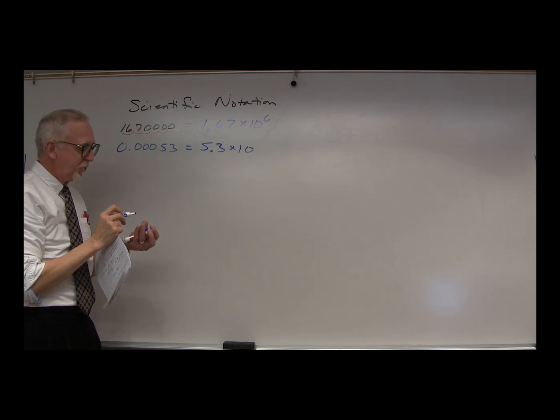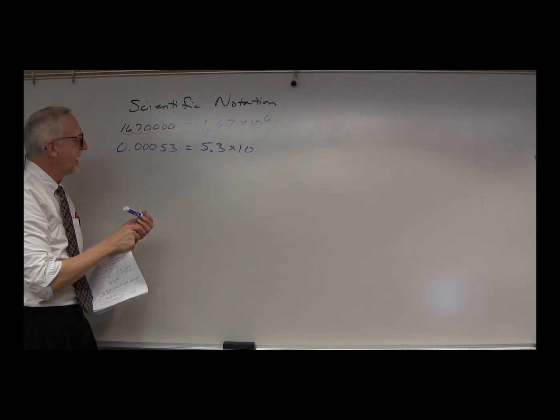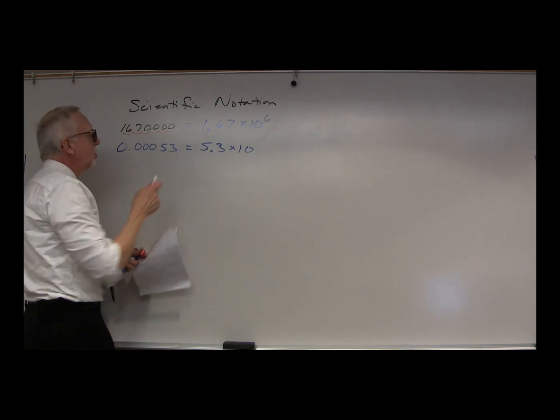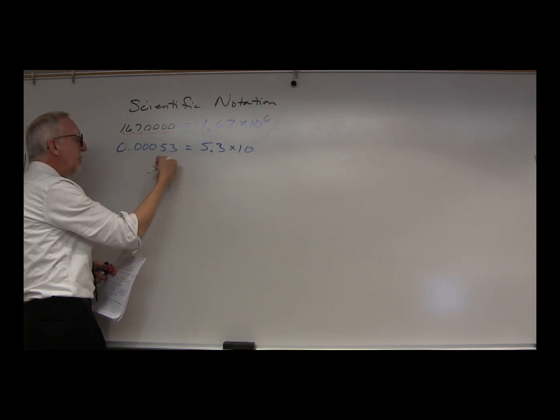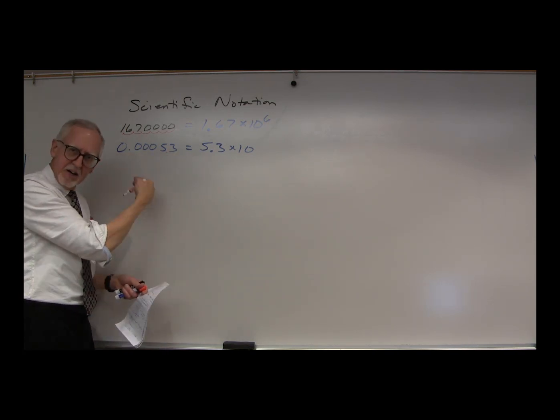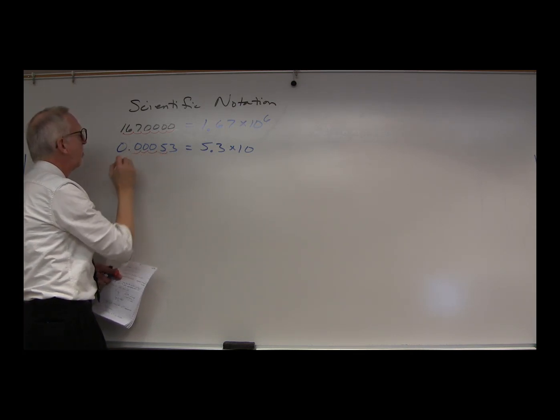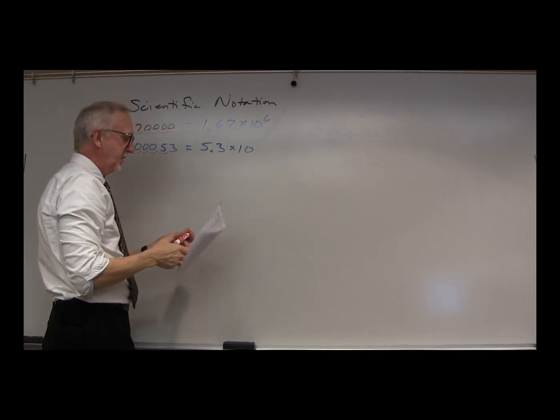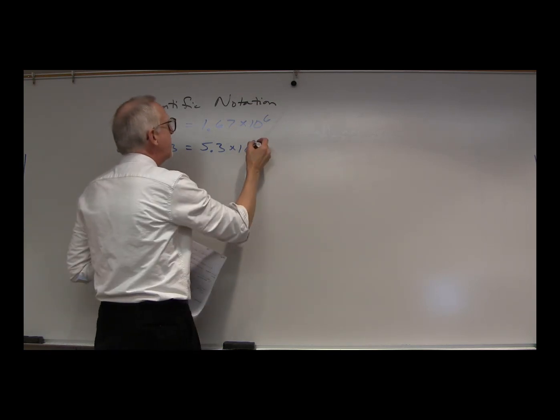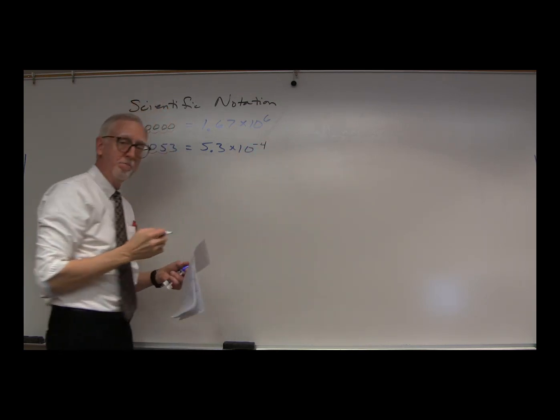Now, how much would we have to move it in this case? Well, if this were 5.3, we'd have to move it to the left, so we're making it a smaller number in this case. So 1, 2, 3, 4. So we would multiply this by 10 to the negative 4.